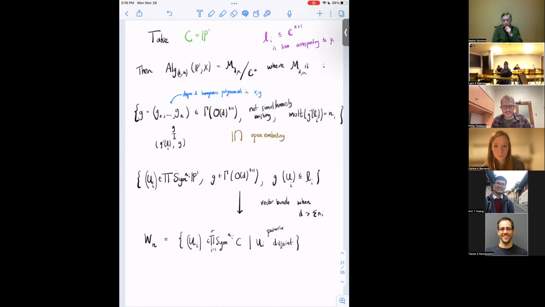And I guess the point is that if you make the assumption that D is bigger than the sum of Ni, then those linear conditions, for every collection of UI, actually impose the same codimension conditions. And so you get that the fiber is a vector space and that the fiber also always has the same dimension. And so you get a vector bundle.